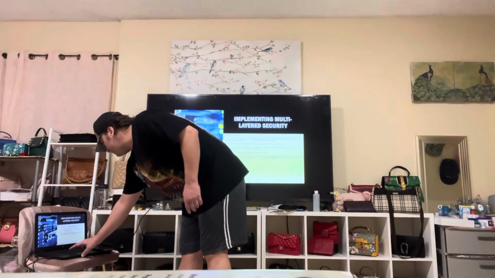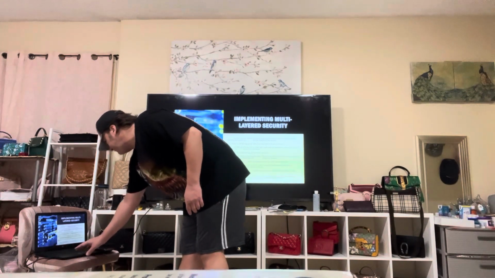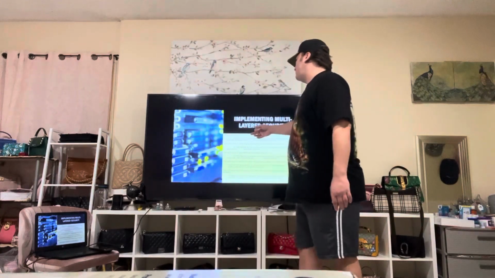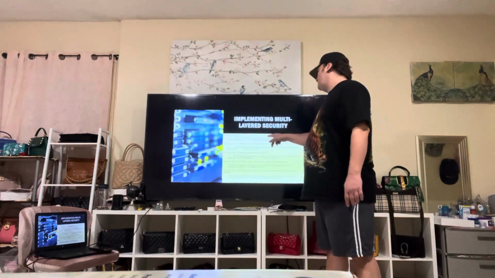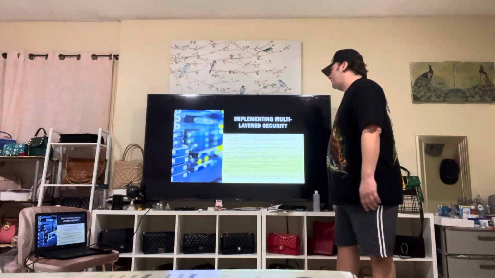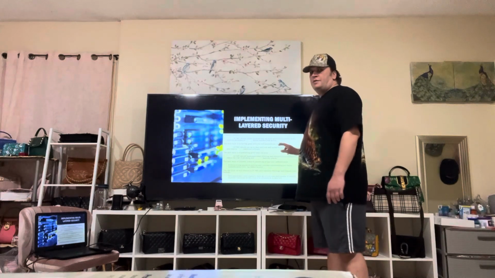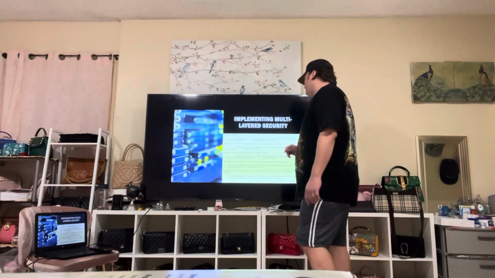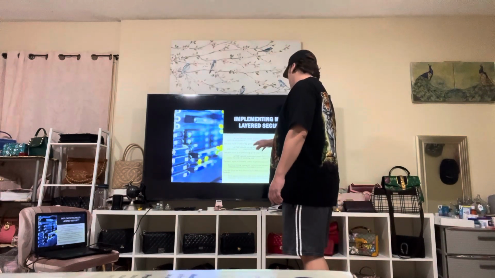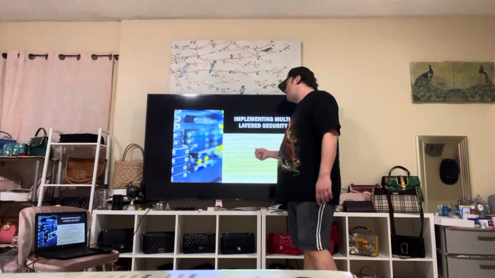Next, we're going to talk about implementing multi-layered security. And that includes perimeter security. Acme should install firewalls and intrusion prevention systems at the network perimeter to block unauthorized access. The next layer is in having good antivirus and anti-malware software. Acme should use up-to-date antivirus and anti-malware software to detect and remove malicious software.